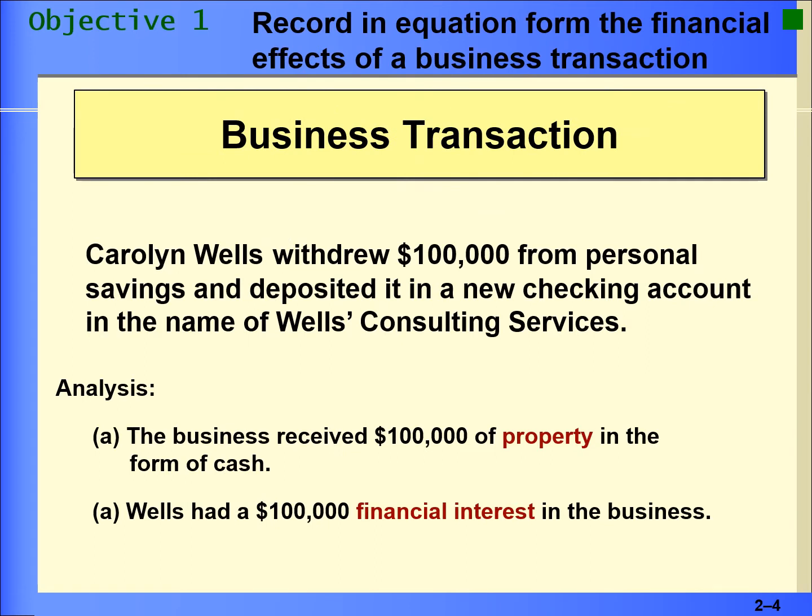Okay, so the first type of transaction they're going to show you here is that Carolyn Wells withdrew $100,000 from personal savings and deposited it into a new checking account in the name of Wells Consulting. So basically, this is the money that this particular person is infusing into the company, and that's going to be the startup money. This $100,000 is now going to belong to the business, not the actual owner. So there's going to be an event here that's going to affect the new company called Wells Consulting.